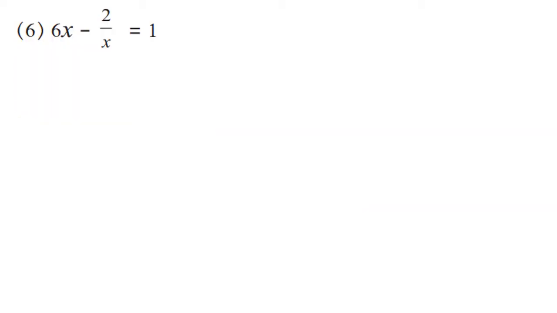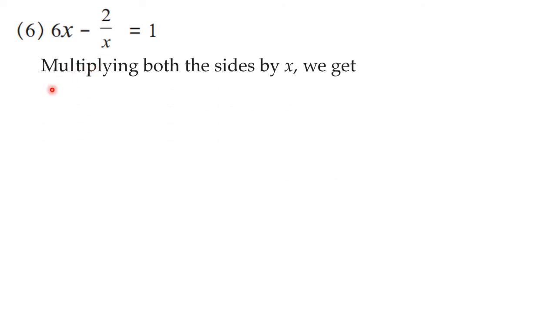So here is question number 6 from practice set 2.2. The question is 6x minus 2 upon x is equal to 1. We have to solve this equation by factorization method. But if you observe, the equation is not in standard form, that is ax square plus bx plus c is equal to 0. So we need to bring it in standard form. For that purpose, we have to multiply both sides of this equation by x because we don't want this x in the denominator. So let us multiply both sides by x. That means each and every term we are going to multiply by x.